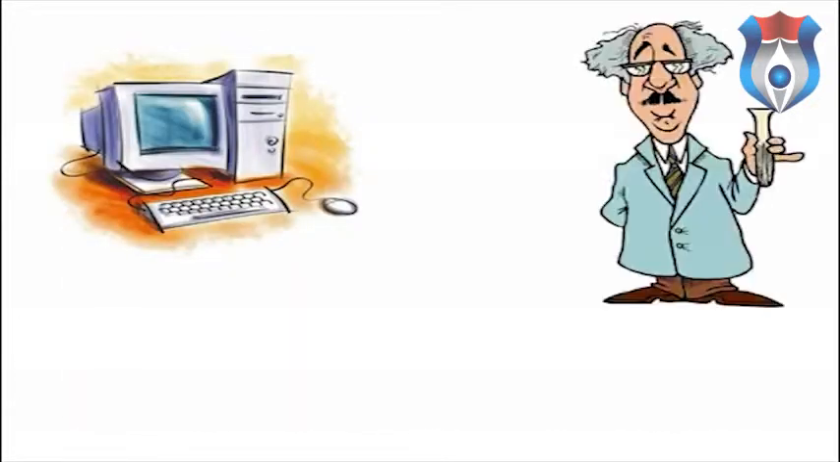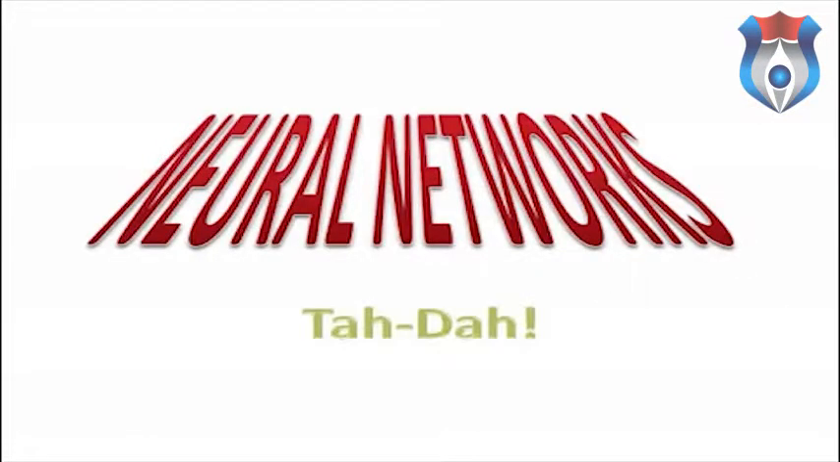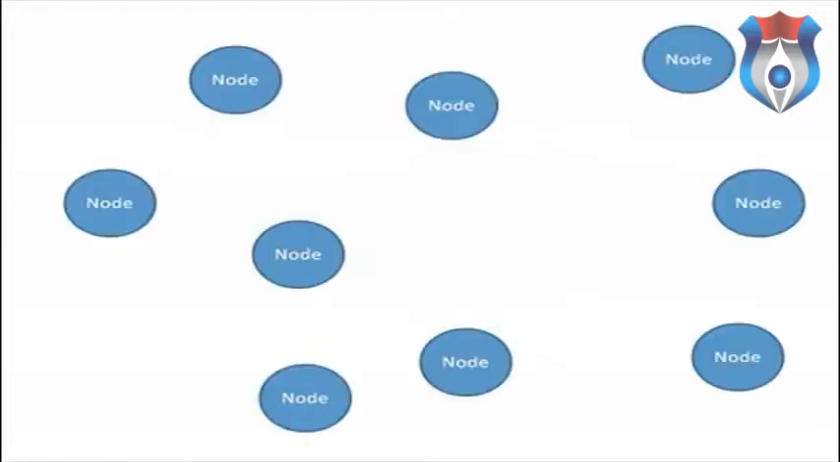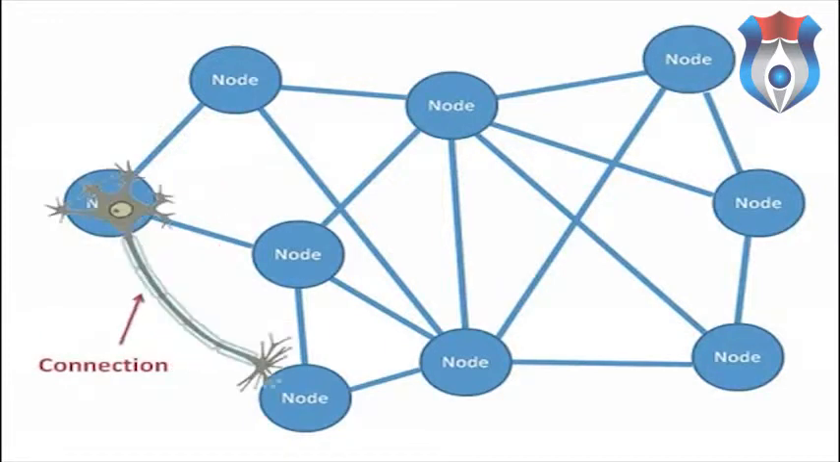Some computer scientists had the idea that we can make a computer that is modeled after this system of neuron connections. They called their idea neural networks. The idea behind neural networks, or neural nets for short, is that we have nodes that have some connections between them. This is similar to the neurons in your brain and the synapses they form.